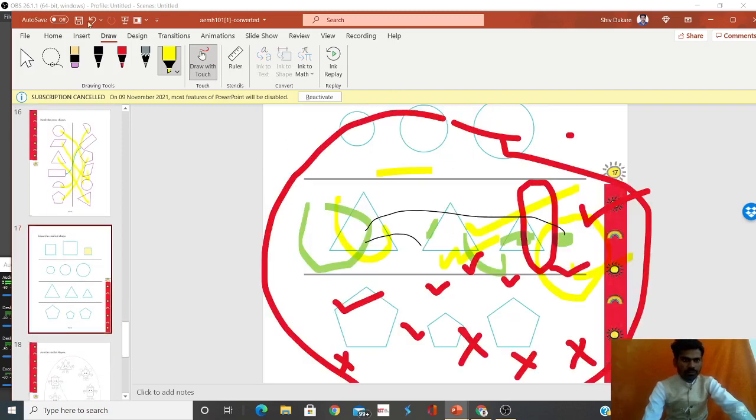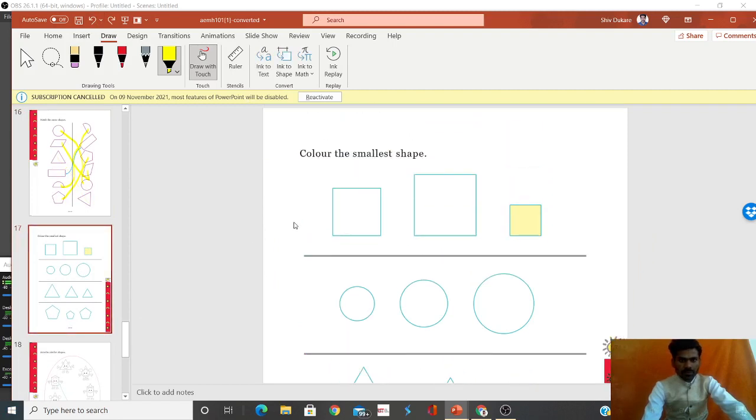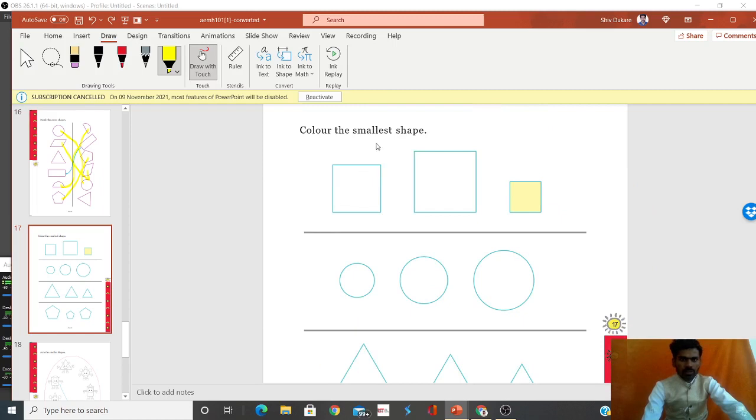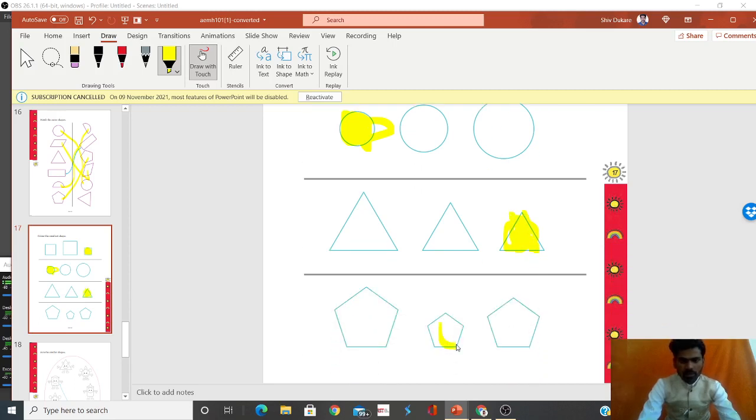Now, here you can see, color the smallest cell. So we have to give color to the smallest cell. So this is the smallest cell. Here you can see this is the smallest cell, and this is the smallest cell. Okay, this is the smallest cell.